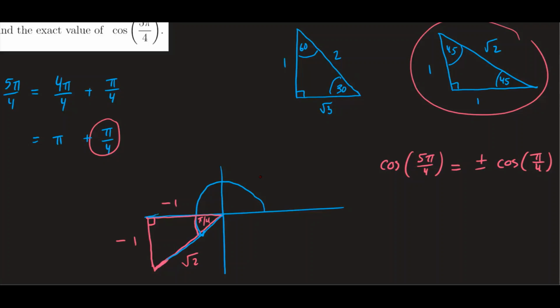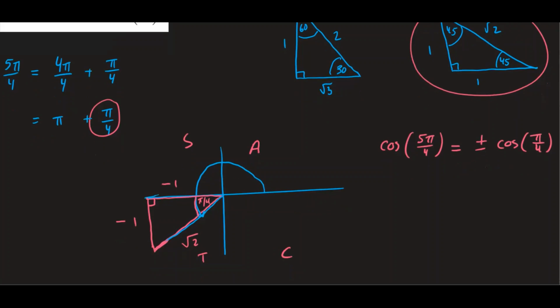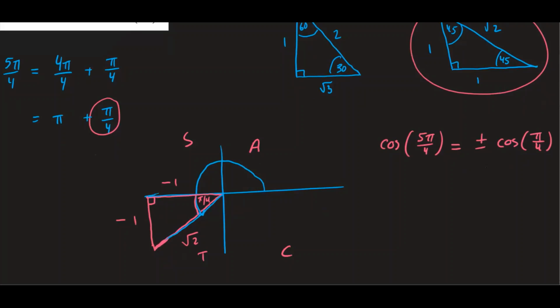We often remember ASTC, which will tell you which ones are positive, which ones are negative. Or if you want to just ignore that, you can also ignore it just by looking at the right triangle. We know cosine is adjacent over hypotenuse. So across from theta is our opposite. This is adjacent and this is hypotenuse. So cosine pi over 4 is adjacent over hypotenuse. So that will be the exact value.